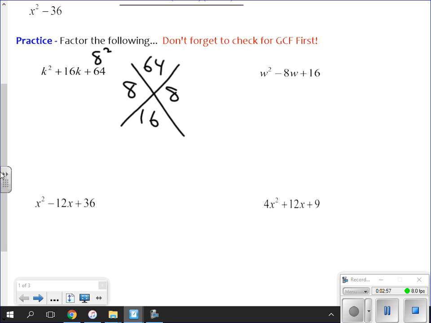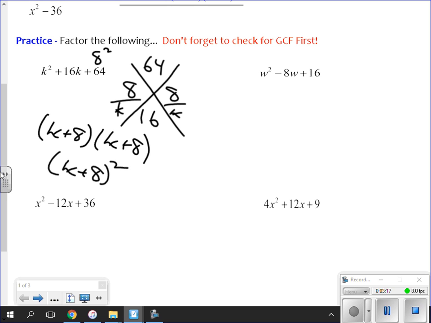Right. What do I have in front? I have 1K. So I put this over K. I put this over K. And my answer is K plus 8 times K plus 8, which is K plus 8 squared. That's what we're trying to do.